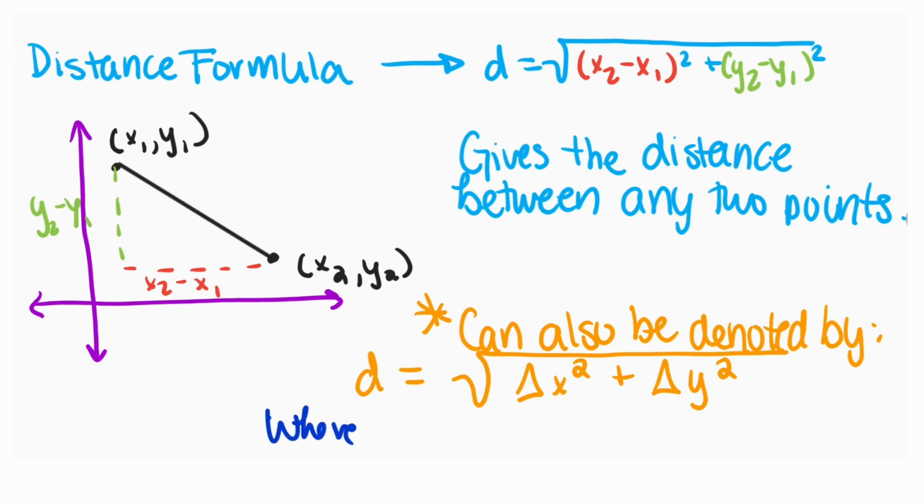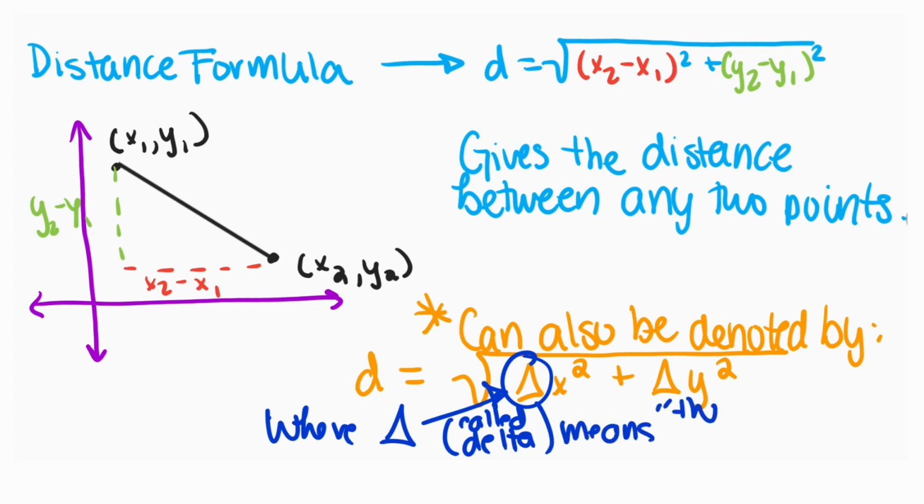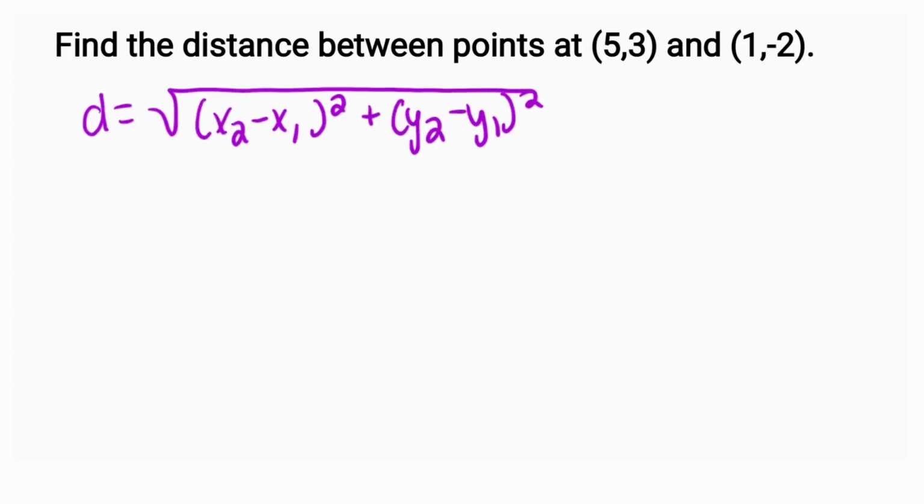It can also be denoted as d equals the square root of delta x squared plus delta y squared, where the triangle is called delta. It's a Greek letter. So you read it as delta x squared plus delta y squared, which simply means the difference in x, or the change in x as it's sometimes called, which is just the subtraction. It's just a difference.